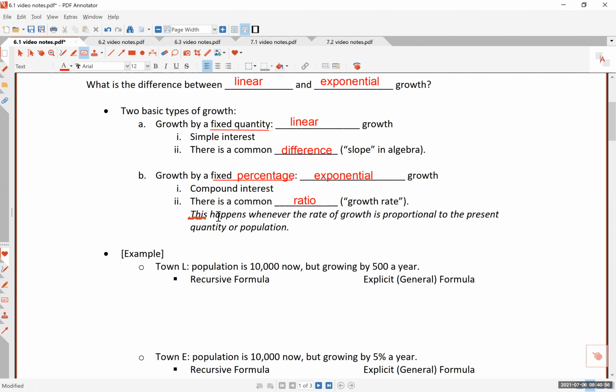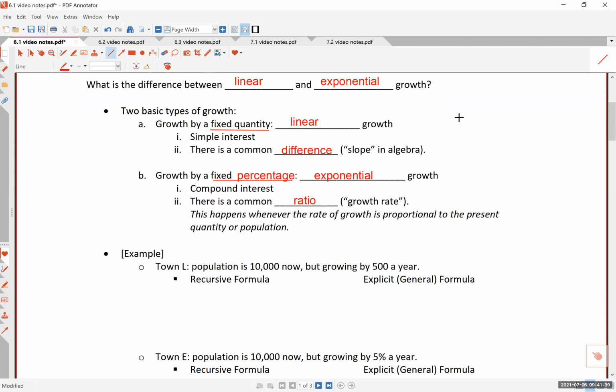Right? What's written here is pretty important as well. This happens whenever the rate of growth is proportional to the present quantity of population. It may be difficult to understand this, but in the world of science, biology in particular, many things like the number of bacteria or the number of species of a certain animal grow at a rate which is directly proportional to the current quantity, current population. So as the population grows, the rate of growth itself gets faster.